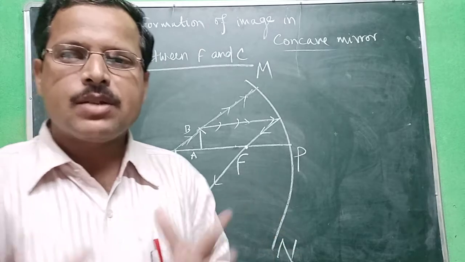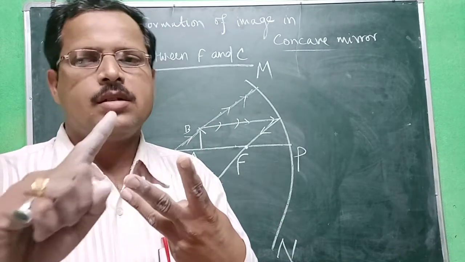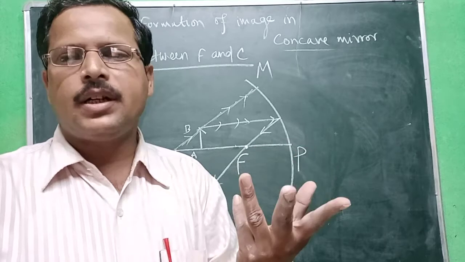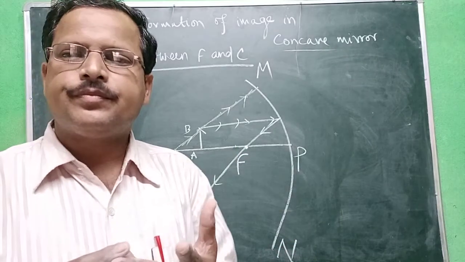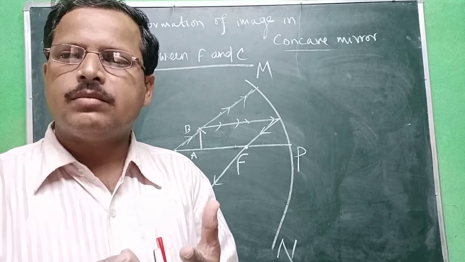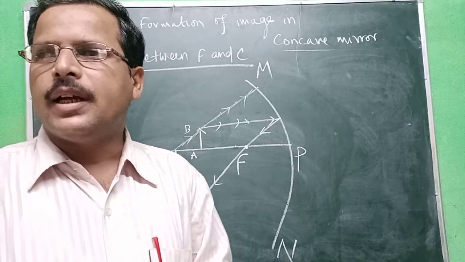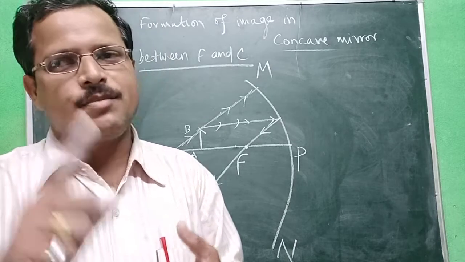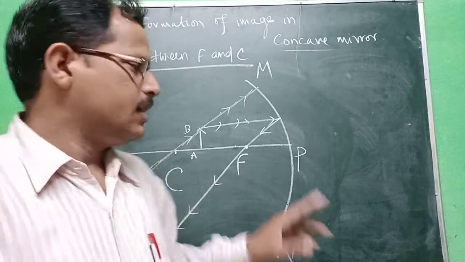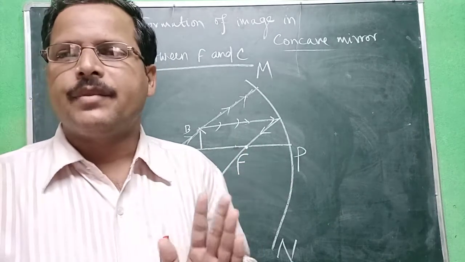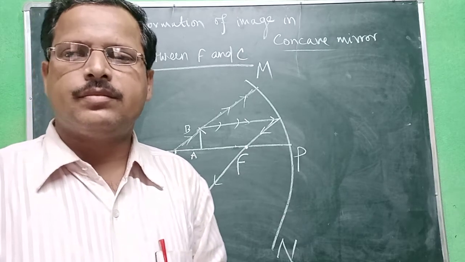And what type of image do we get? Three points: position, nature, size. Position: at infinity, a longer distance. Second, the nature is the same, real and inverted. And size, this is important: the size will be very large, as they meet at infinity. That's all. Next.